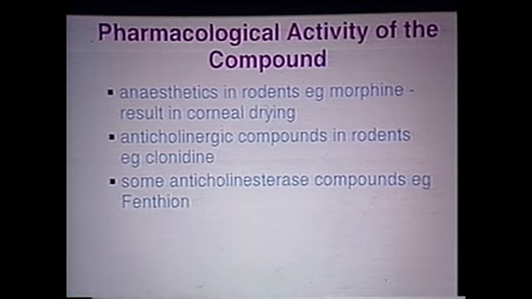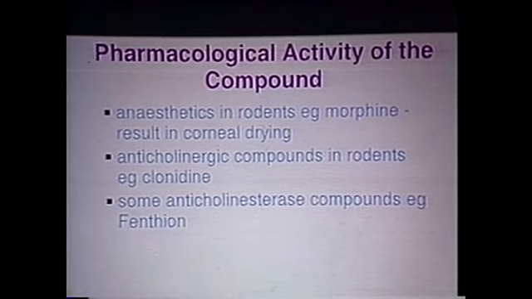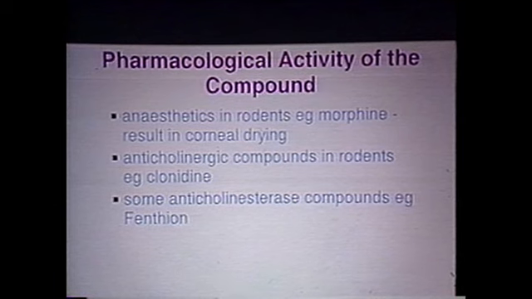The second category of corneal change, where there is an abnormality in the precorneal film, is due to the pharmacological activity of the compound. And there are some examples of this here. The administration of anaesthetics in rodents causes the eyes to remain open for long periods of time, and this will result in a drying of the corneal surface. And administration of any anaesthetic agent such as morphine is quoted as an example of this type of change.